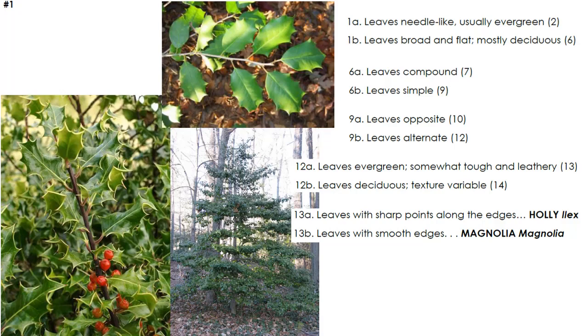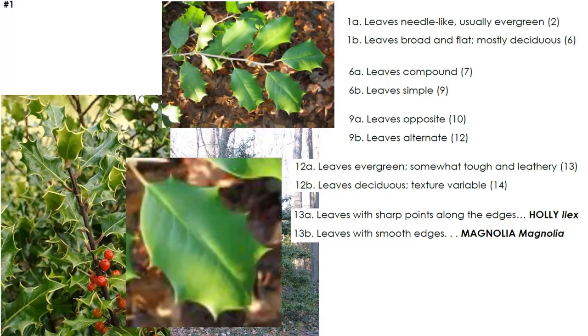13A, leaves with sharp points along the edges, or leaves with smooth edges. And the fact that this is looking more and more like what it should should make you feel hopeful about having the right identification here. So these leaves very much have sharp edges and points. This is in fact a holly, 13A. I zoomed in a little more closely to show you the points, but the points are pretty clearly visible in all the pictures.